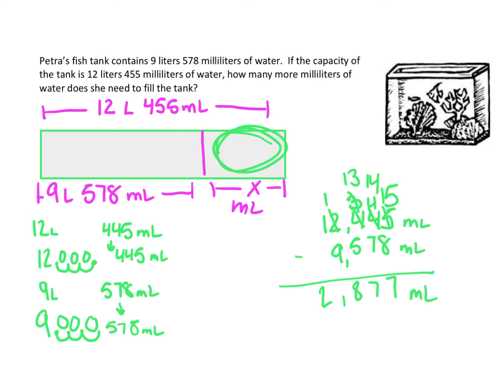Now we're going to subtract these two to find how much water is needed to fill it completely. After we subtract 9,578 from 12,445 milliliters, we're left with 2,877 milliliters. And that's how much water is needed to fill the entire tank.